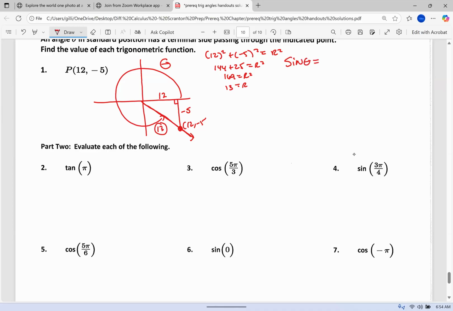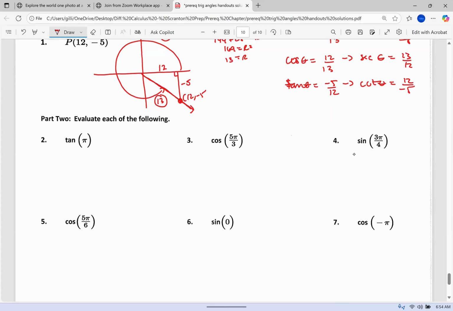Sine theta is y over r, or -5 over 13. Cosine theta is x over r, or 12 over 13. And tangent theta is y over x, or -5 over 12. Paired up with sine is cosecant. Paired up with cosine is secant. And paired up with tangent is cotangent.